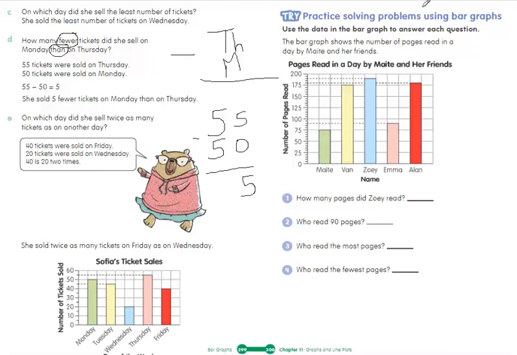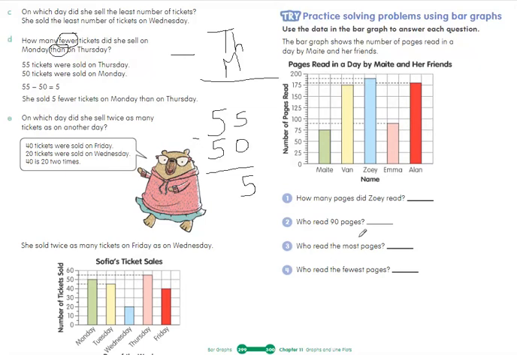All right, let's look at this graph. So it says try, practice solving problems using bar graphs. Use the data in the bar graph to answer each question. The bar graph shows the number of pages read in a day by Matty and her friends. So pages read in a day by Matty and her friends.